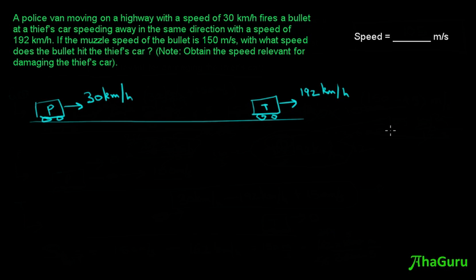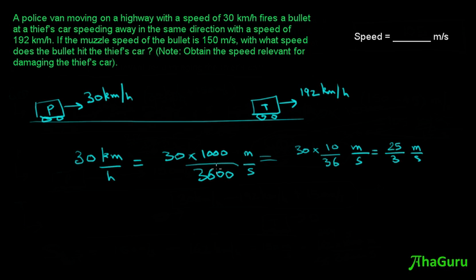So let us look at what 30 kilometers per hour and 192 kilometers per hour is going to be. And let's convert 30 kilometers per hour. 30 kilometers per hour is 30 into 1000 meters per 3600 seconds. And so cancelling out the two zeros here, we get 30 into 10 by 36. And dividing by 3, we get 10 and 12 here. And this is 100 by 12. And if I divide that out by 4, 100 becomes 25, 12 becomes 3. And so 30 kilometers per hour is 25 by 3 meters per second.